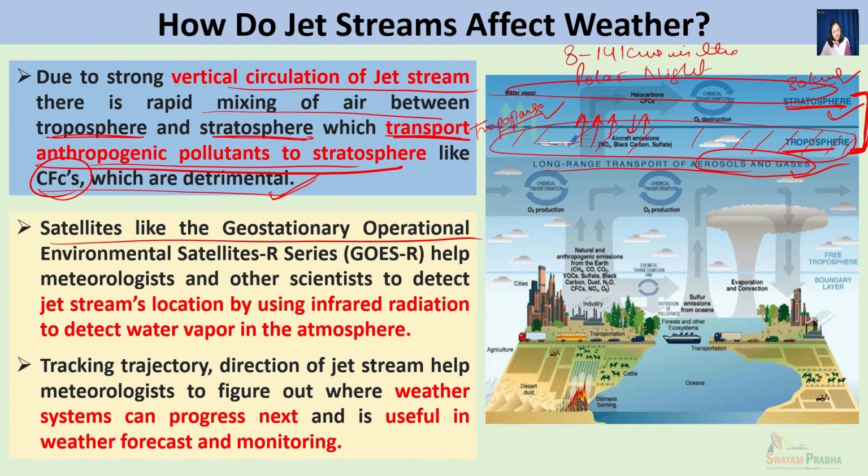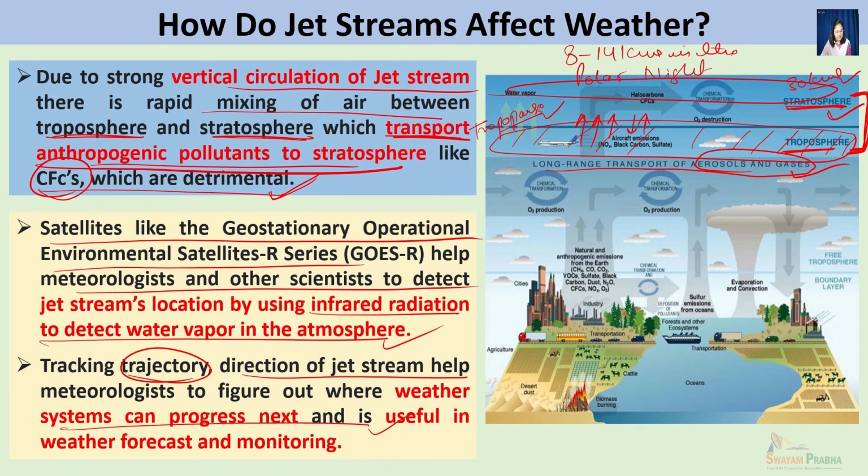Satellites like the Geostationary Operational Environmental Satellites (GOES) help meteorologists and other scientists detect a jet stream's location by using infrared radiation to detect water vapor in the atmosphere. And tracking the trajectory and direction of a jet stream helps meteorologists figure out where the weather systems can progress next. It is very useful in weather monitoring and weather forecasting.